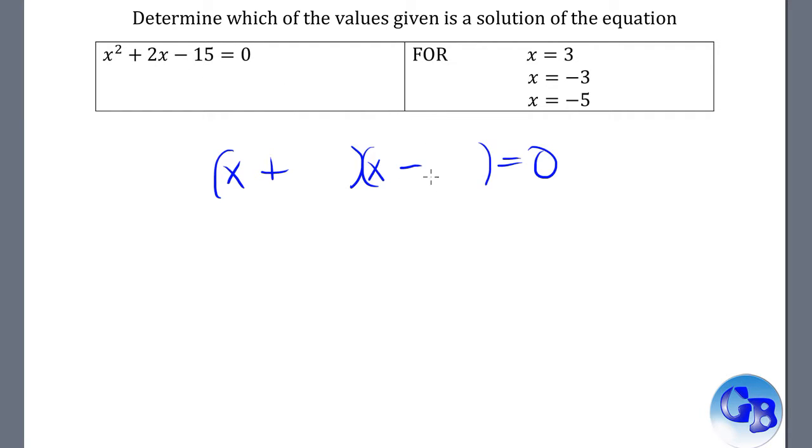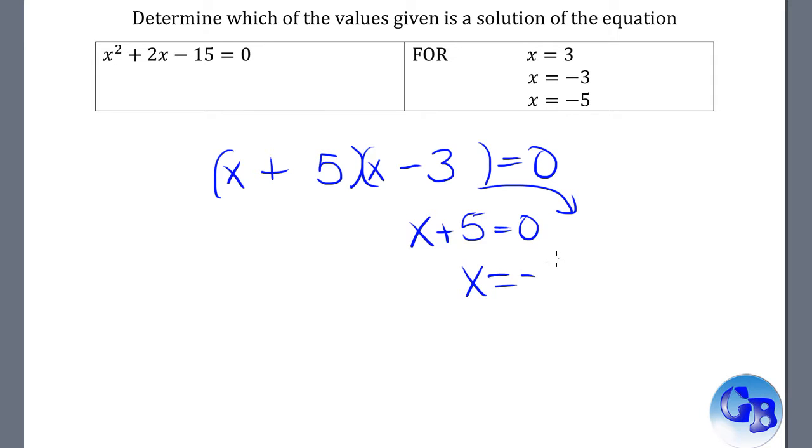Well, let's see here. If we add negative 5 and positive 3, or a positive 5 and a negative 3, we do get negative 15. Positive 5 times negative 3 is negative 15, and we get a positive 2. Now we need to continue going so we can solve for this quadratic equation. X plus 5 equals 0. Well, we now need to move the 5 over here. That gives us x equals negative 5.